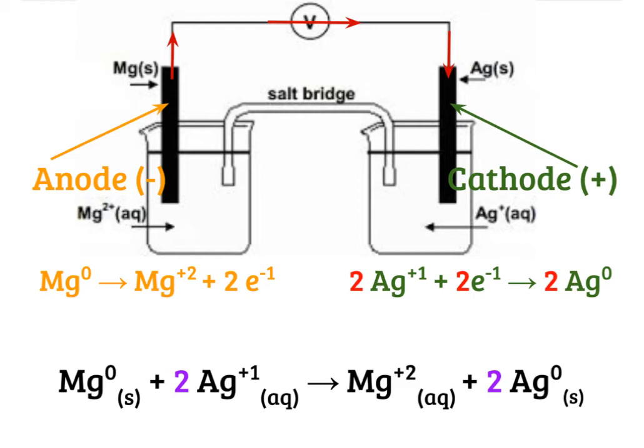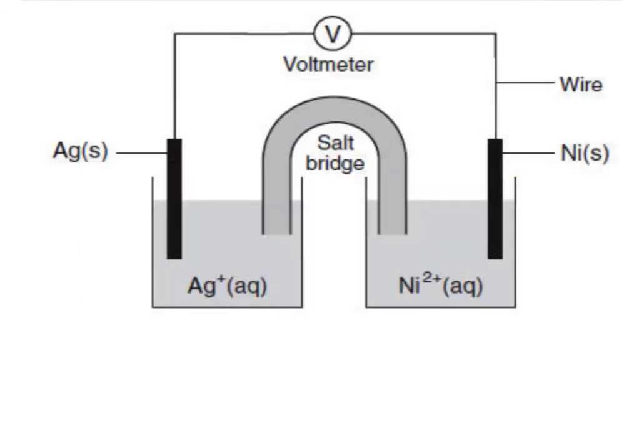Same idea, but presented in a little bit more organized way. Here's the flow of our electrons, here's our anode, cathode, the half reactions of oxidation and reduction, and the fused overall reaction that is happening in the voltaic cell. We expect increase in concentration of magnesium ions in this jar on the left, and we expect decrease in the concentration of silver ions in the solution on the right.